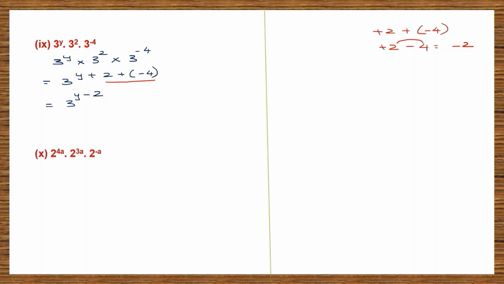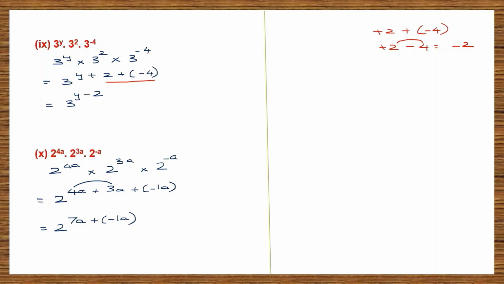Next one, 2 raised to the power of 4a, let's write it down, 2 raised to the power of 4a into 2 raised to the power of 3a into 2 raised to the power of minus a. Since the base is the same, we'll leave the same base and we'll add the powers. 4a plus 3a plus minus a. So this will be 2 raised to the power of, now 4 plus 3 is how much? 7. 7a, now we have plus minus 1a.